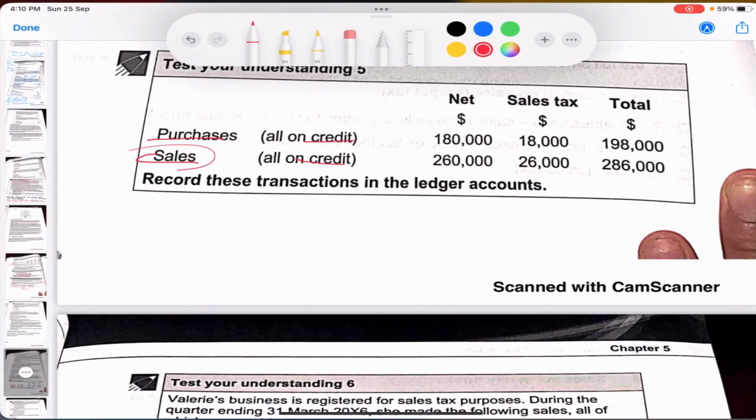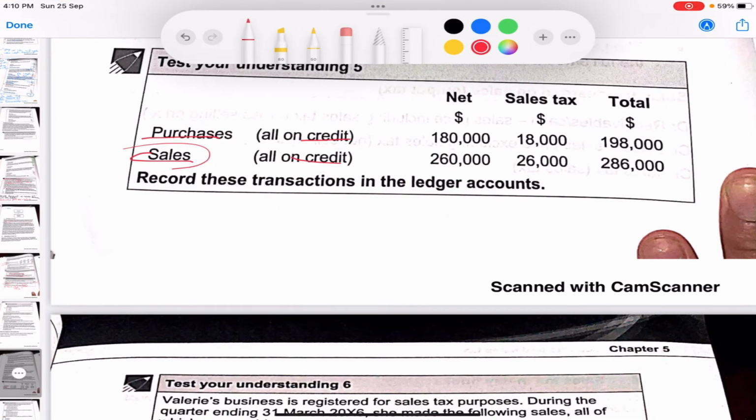Let's go back to the question and let's see the first one. So purchases all on credit, net sales tax total. So what is the net? Net is when the sales tax is not included. Clear about that. And total is the gross value wherein the sales tax is included. Okay. So record these transactions. Purchases all on credit, 180,000.